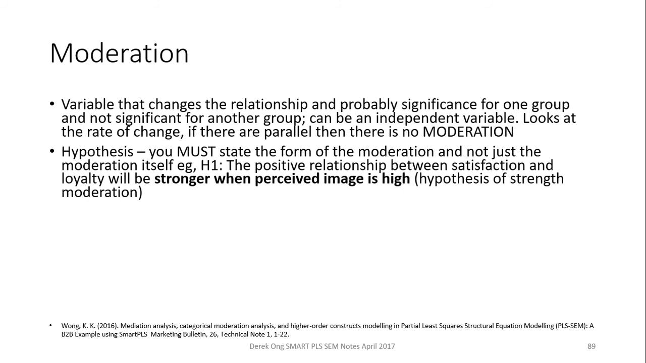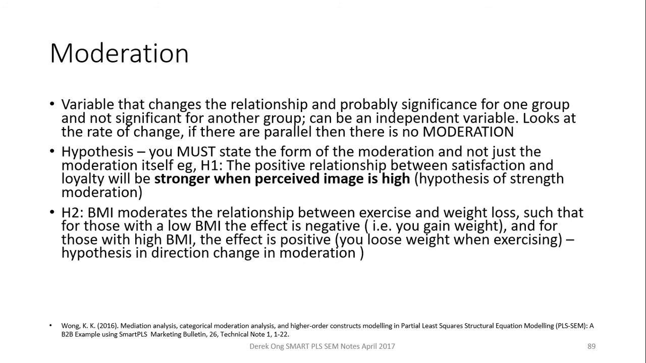So, for instance, since you have a hypothesis, you must state the form of the moderation when you're doing the hypothesis, and not just the moderation itself. You can't say gender moderates something, but you need to say how the strength of the moderation is. So, for example, the positive relationship between satisfaction and loyalty will be stronger when perceived image is high. So the hypothesis of strength of moderation needs to be there.